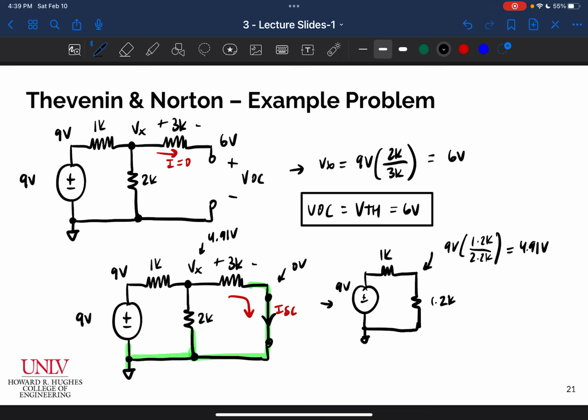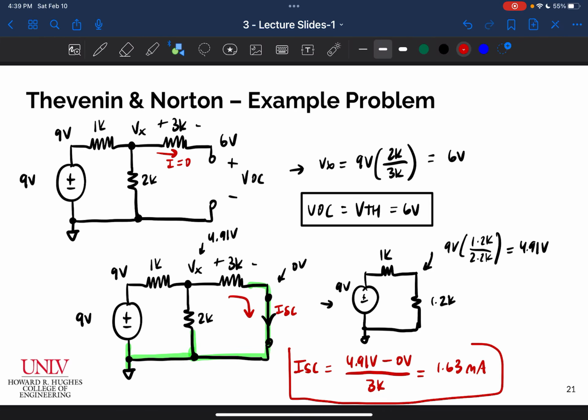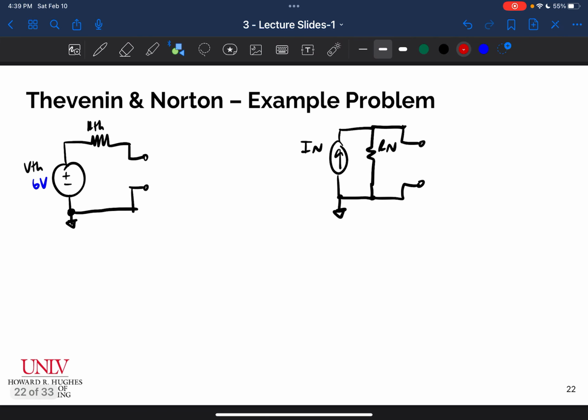So I can very easily determine the short circuit current by saying I short circuit is the voltage drop across my 3K resistor, 4.91 minus 0 divided by the resistance, and that's going to give me 1.63 milliamps for my short circuit current. All right, so I've got my short circuit current, and now I would come right over here, and that would be my Norton current. So that's going to be 1.63 milliamps, okay? All that's left now is to find my R Thevenin and my R Norton.